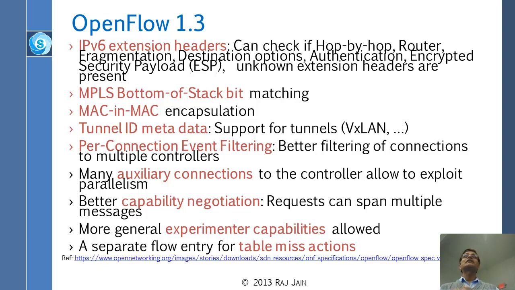Before that, they used to tell everybody, and some other software on the way had to figure out which controller to tell. Many auxiliary connections to controller to exploit parallelism. Now, previously we had just one connection to the controller, and now we can have as many connections as you want, and you can send packets in parallel. You can do lots of things in parallel.